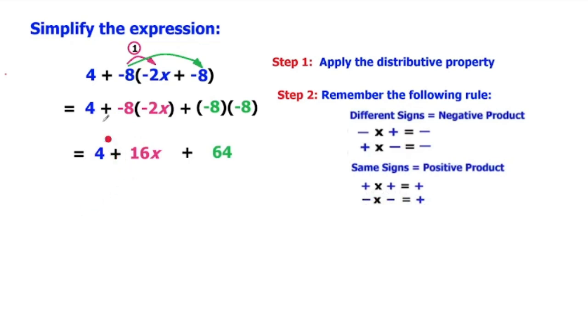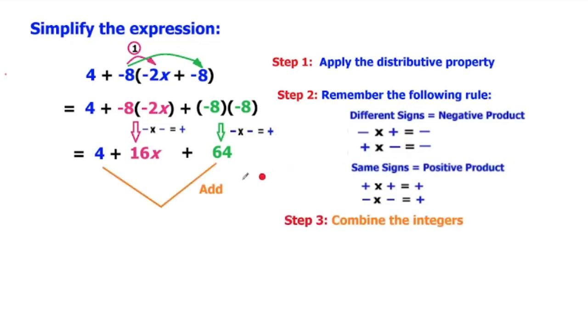So now let's rewrite this. So this equals 4. We haven't changed that. So we multiply this. 8 times 2 is 16. Because we're multiplying two negatives, it's positive 16x. Same thing here. 8 times 8 is 64. And because we're multiplying two negatives, it becomes positive 64. So here we have negative times a negative gives you a positive. And same here, negative times a negative gives you a positive.